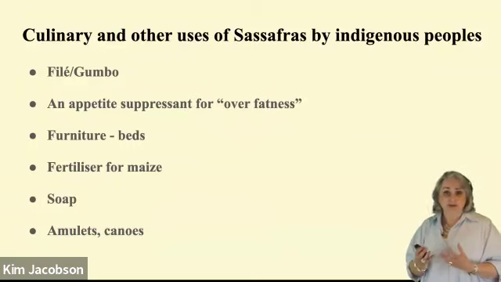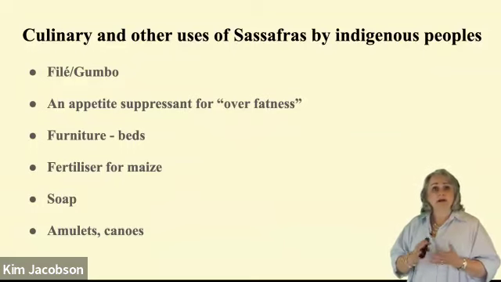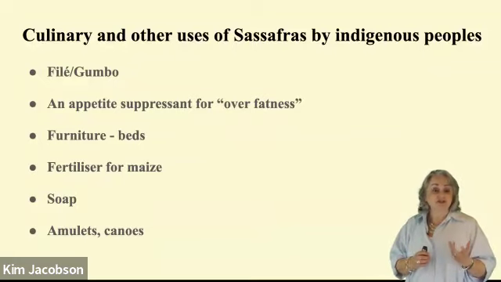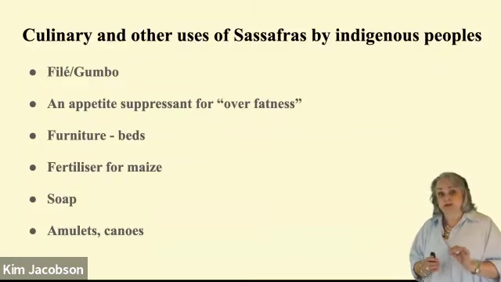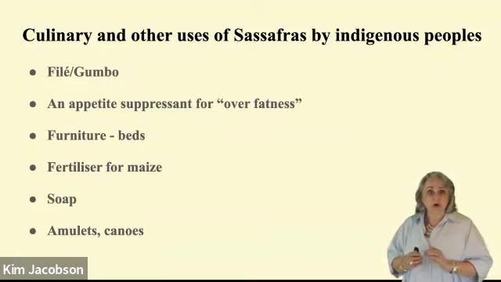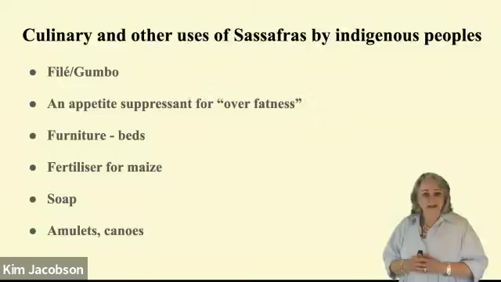There were other uses of sassafras by the indigenous peoples. Powdered root was used as a thickener and as a flavourer, mainly for stews, things like filé or gumbo, which is still produced in the southern states like Louisiana. It was also used as an appetite suppressant for over-fatness, or if you were slightly chubby.